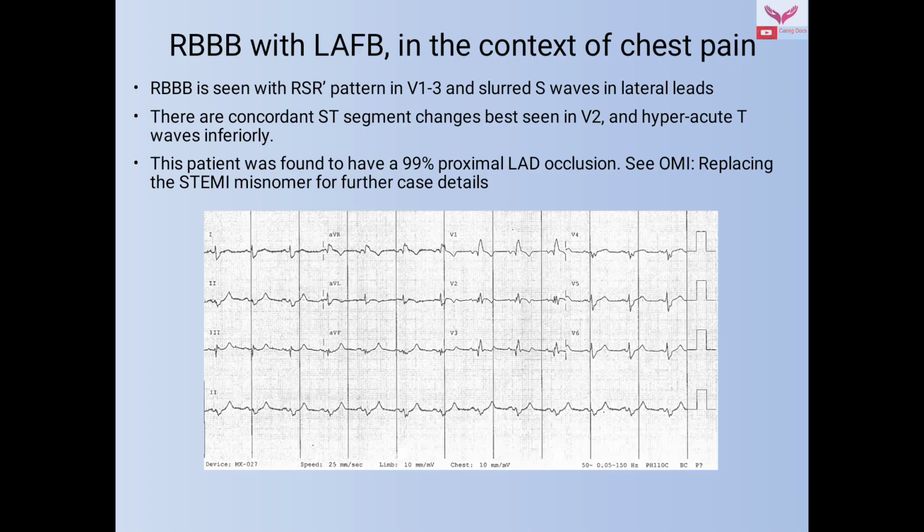Here we can see the right bundle branch block, that is RSR' pattern in V1, V2, V3 and slurred S wave in the lateral leads. And there are concordant ST segment changes best seen in V2 and hyperacute T waves inferiorly. This patient was found to have 99% proximal left anterior descending artery occlusion.